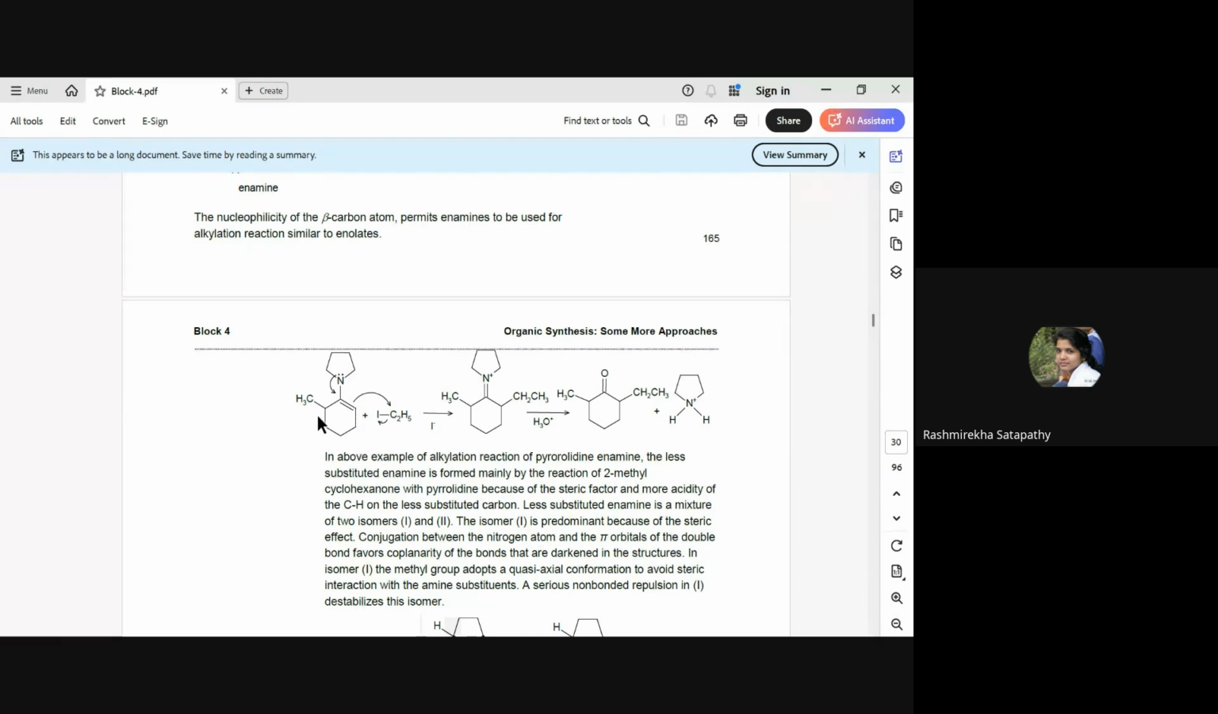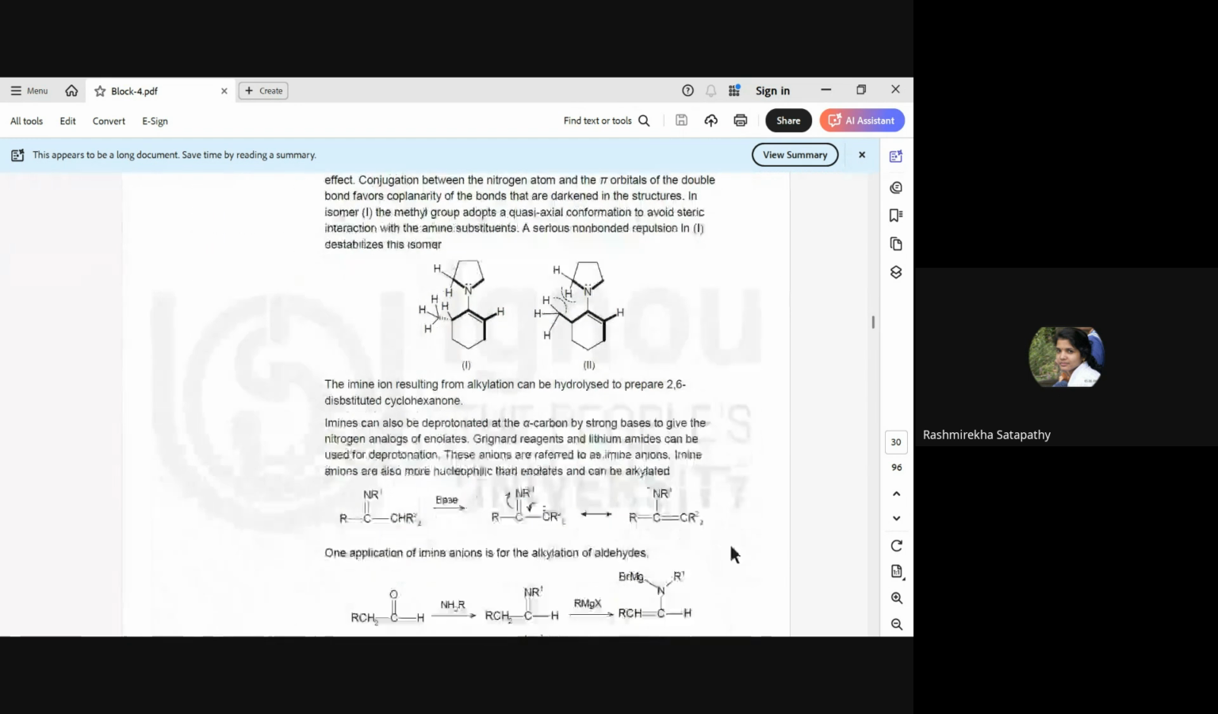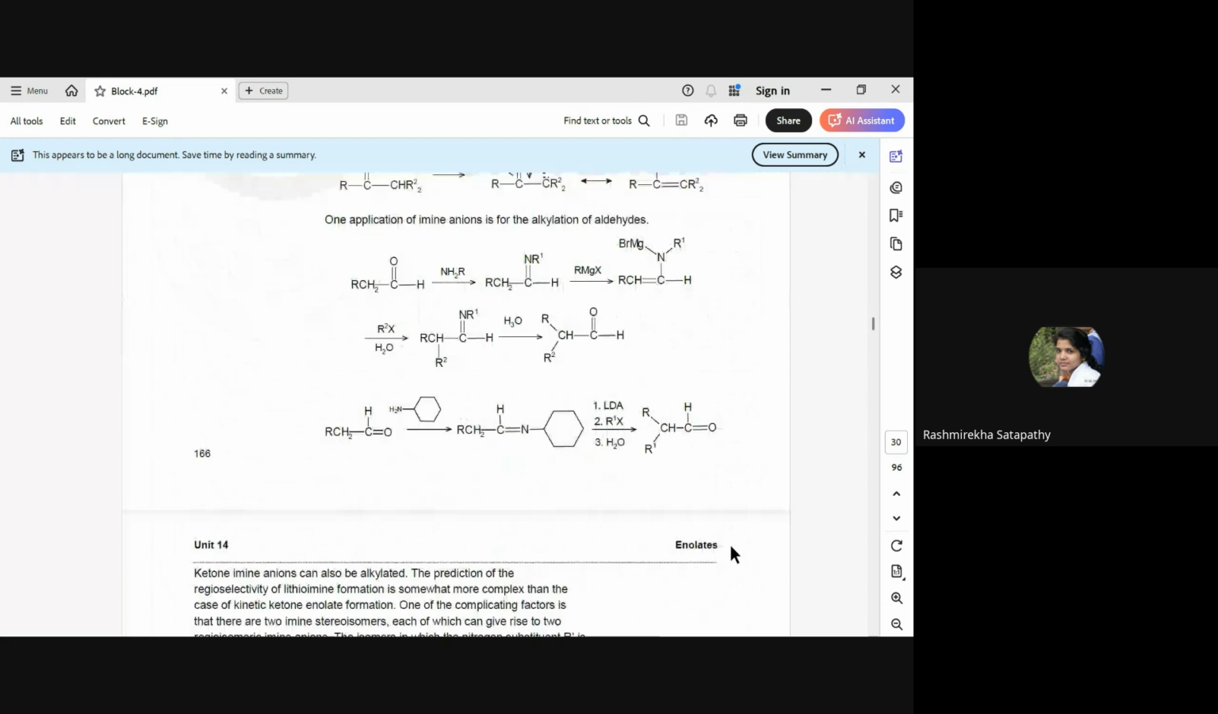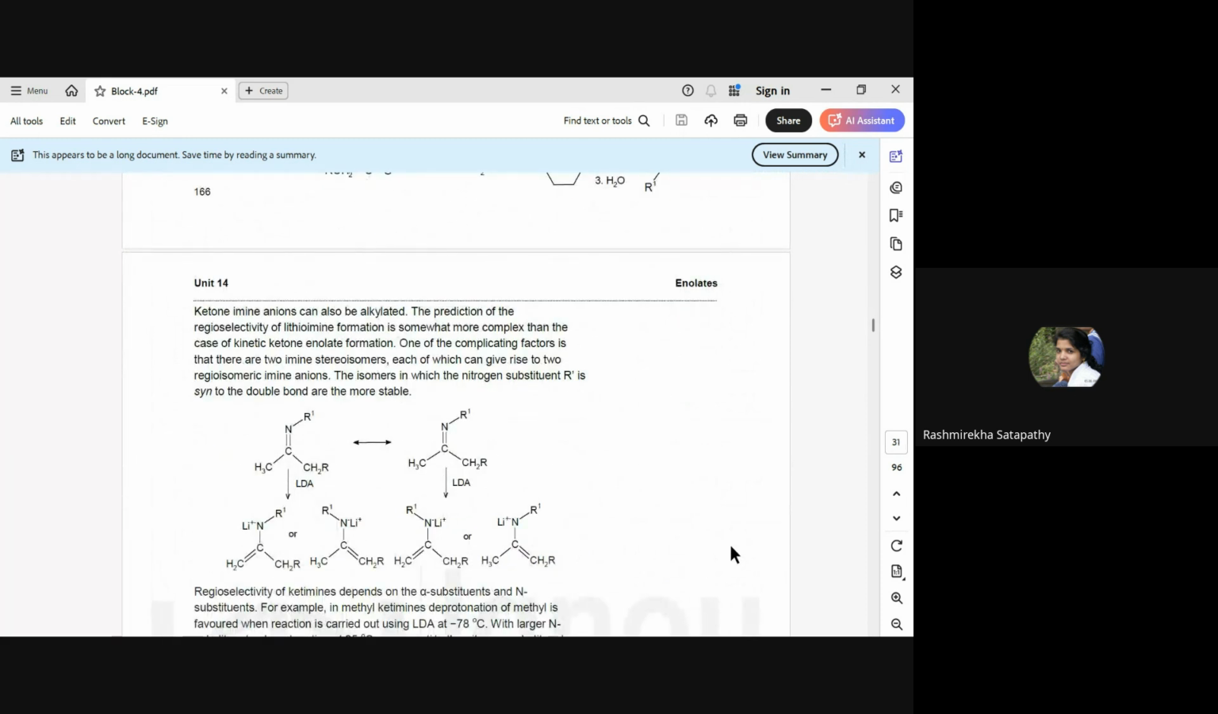You can see in this enamine reaction, the nitrogen lone pair pushes in, and the double bond attacks this carbon, then iodine is leaving, and the ethyl group is attached here, with a double bond. Then upon hydrolysis, this is converted to the ketone. Ketone imine anions can also be alkylated.